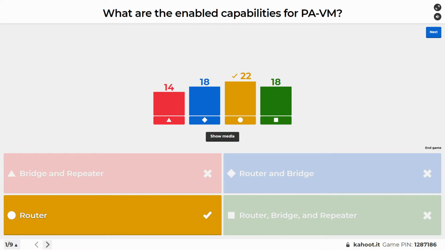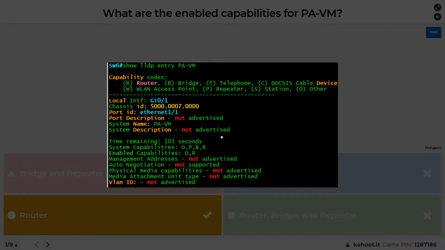All right, so what are the enabled capabilities for the PA-VM? Wow, right out of the gate. These are randomized. When I write these questions, I put them in a certain order, but they were randomized as far as the presentation. So this is the output of show LLDP, and we're looking for the entry of PA-VM. We do a show LLDP neighbors, press enter. One of those neighbors would be this guy, and to see the details on that guy, you just do a show LLDP entry and the name.